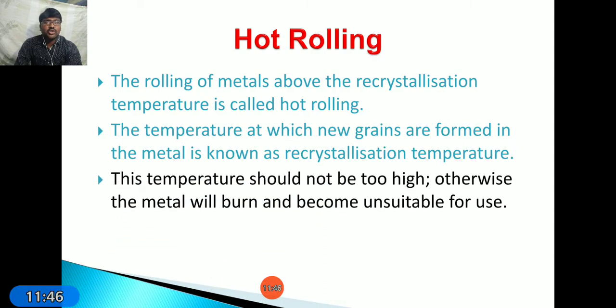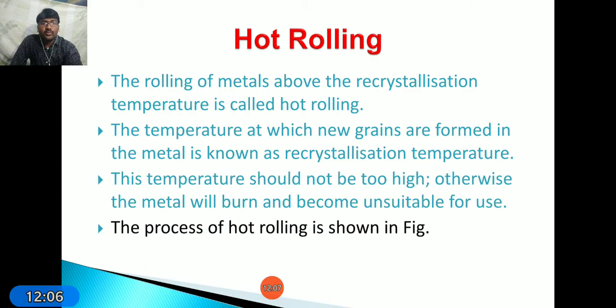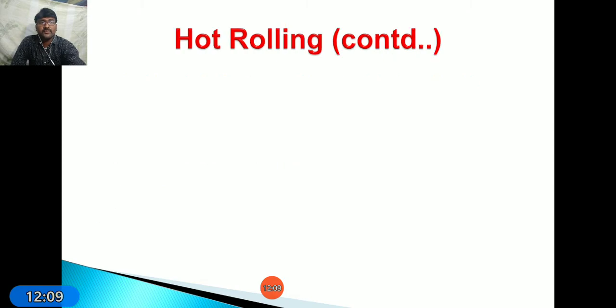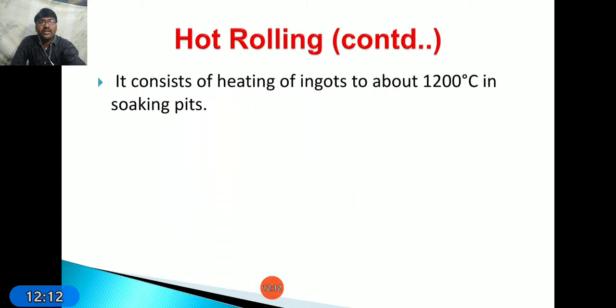Next, the temperature should not be too high, otherwise the metal will burn and become unsuitable for use. If the temperature is excessive, no proper deformation will take place. Up to some temperature we have to heat the metal for the rolling process. Next, the process of hot rolling is shown in the figure. It consists of heating ingots to about 1200 degrees centigrade in soaking pits for the rolling process.